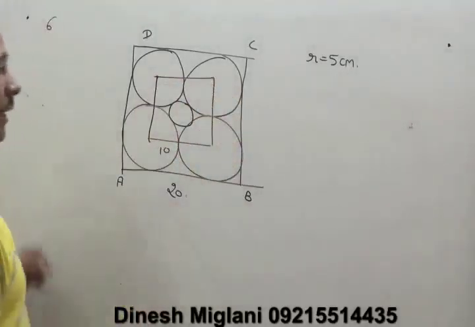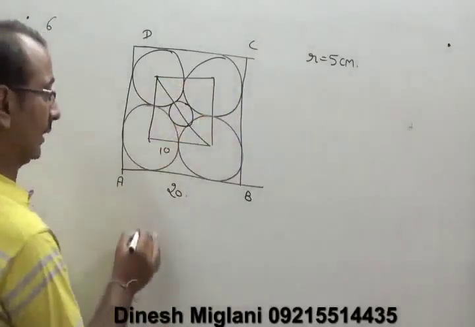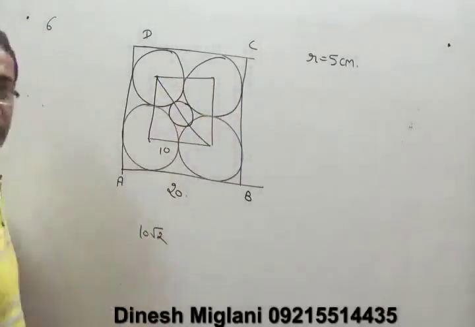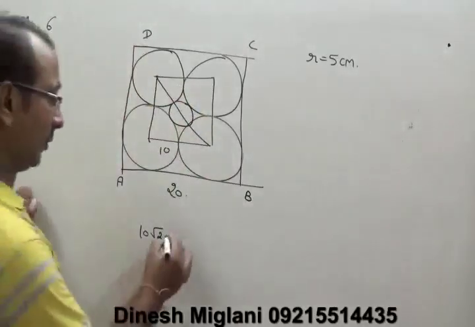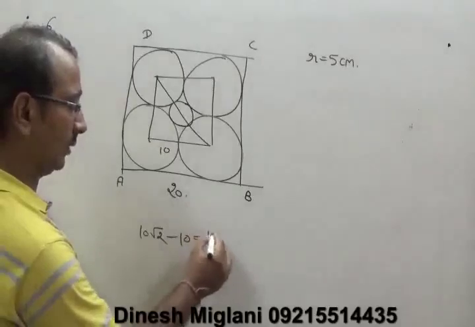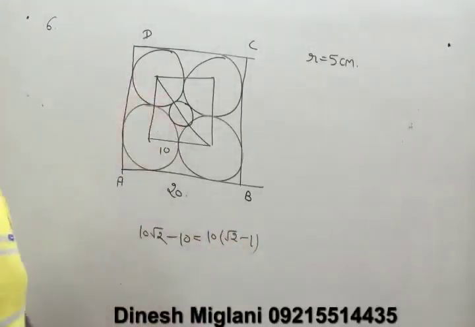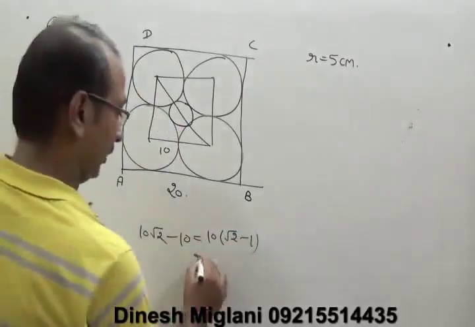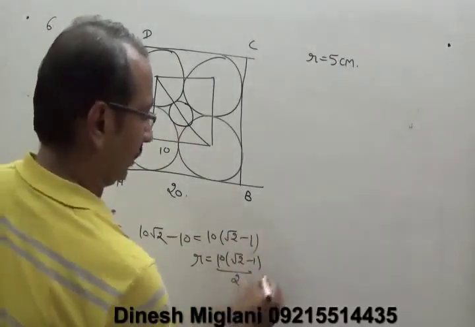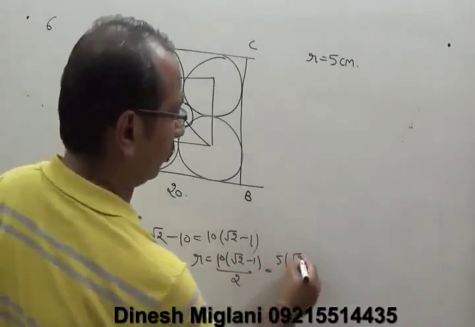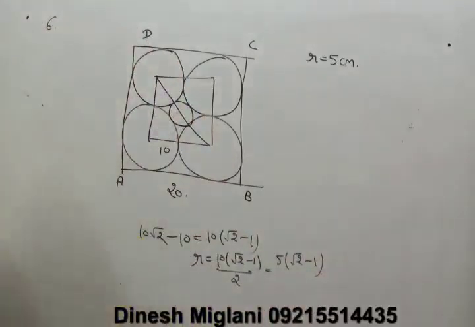Now I have to find the R of this. The diagonal is said to be 10 root 2, this is 5, this is 5. If I subtract 10, then I am getting 10 root 2 minus 1. That is the diameter of this circle. I have to find the radius, so the radius of this circle is 10 of root 2 minus 1 upon 2, that is 5 times root 2 minus 1. This is the radius of this circle that we have to answer.